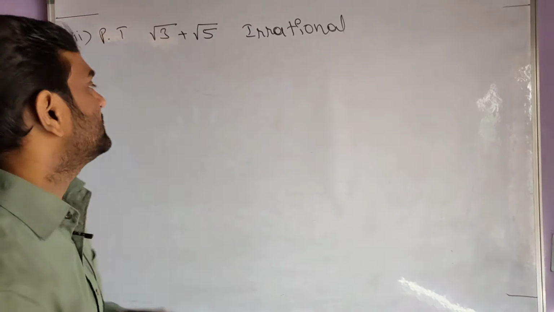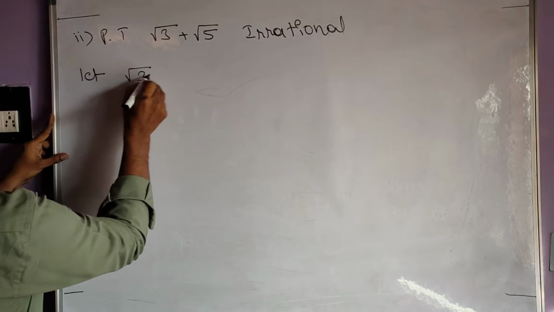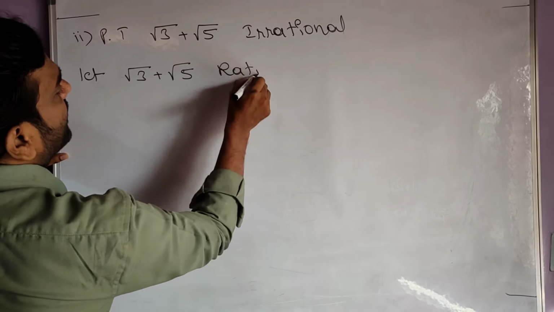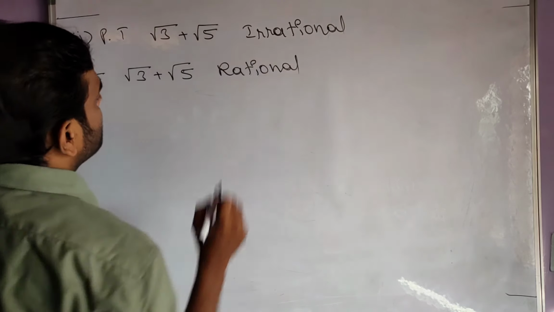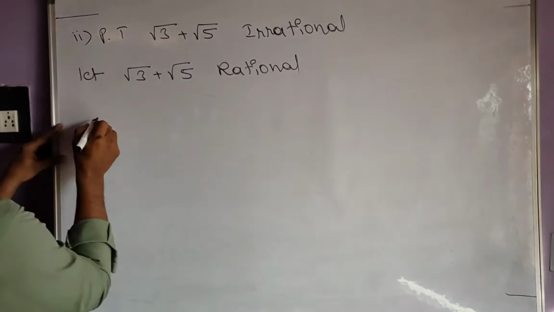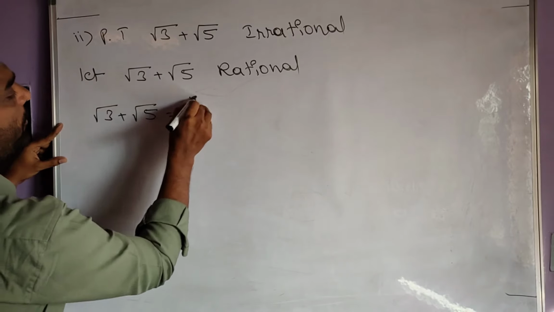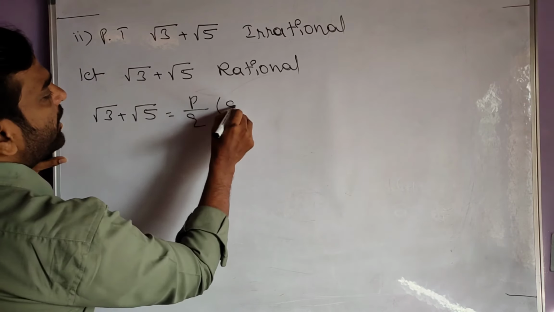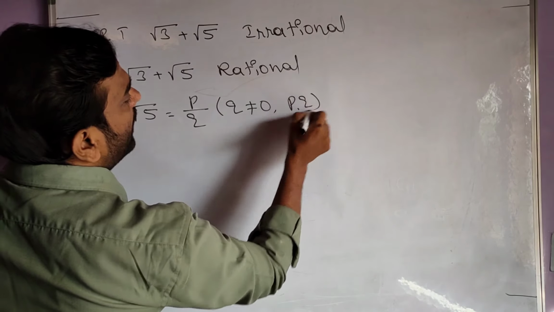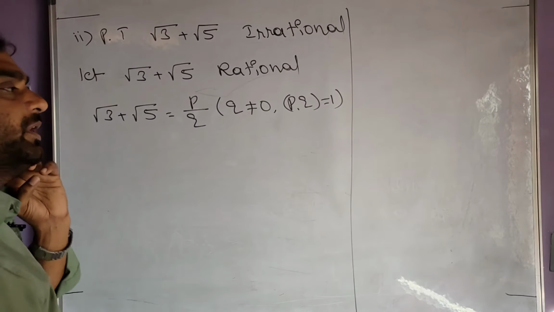Okay, for this, let root 3 plus root 5 be rational. Assume this. If it is a rational number, what is the form of a rational number? Root 3 plus root 5 is equal to p by q, where q is not equal to 0, and p, q are co-primes.